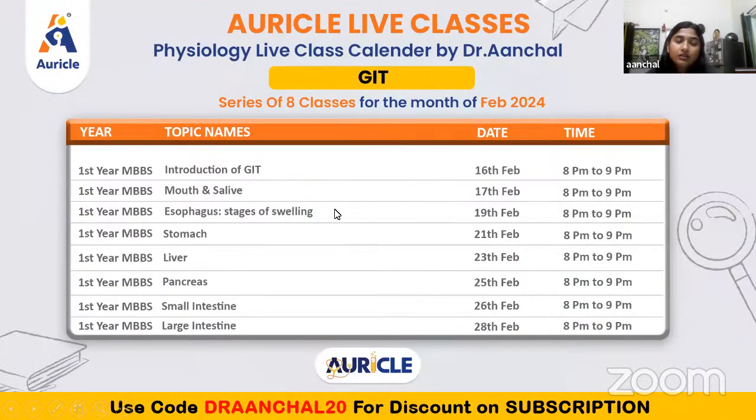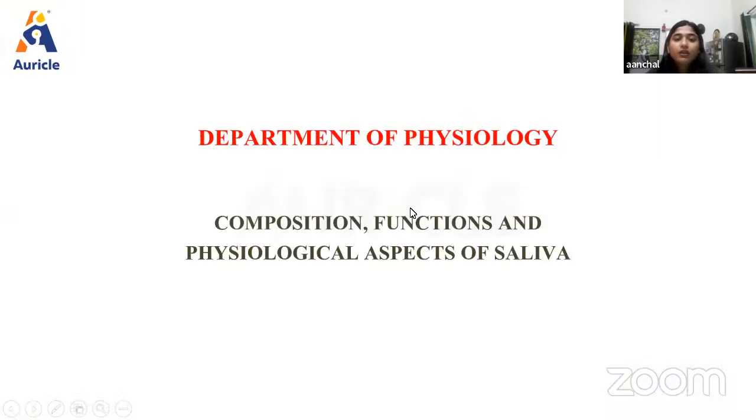As we have started the series of 8 classes of GIT, yesterday's class was on introduction of GIT, and today on 17th Feb we have the class on mouth and saliva. Then on the 19th we have esophagus, on 21st Feb I will take stomach, on the 23rd the class will be on liver, on the 25th pancreas, on 26th Feb small intestine, and on 28th Feb large intestine. Now proceeding with today's topic, that is mouth and saliva.